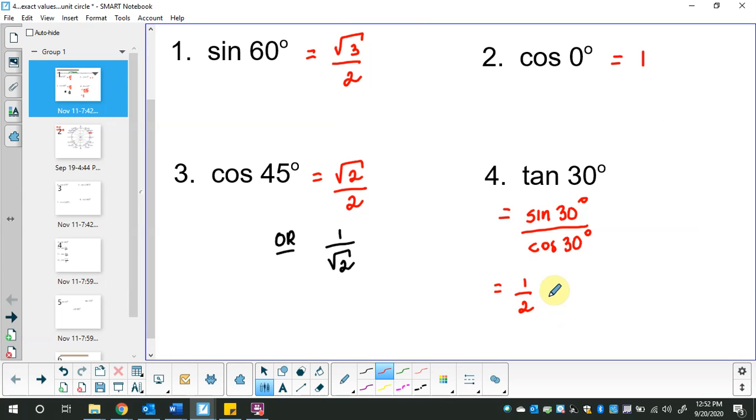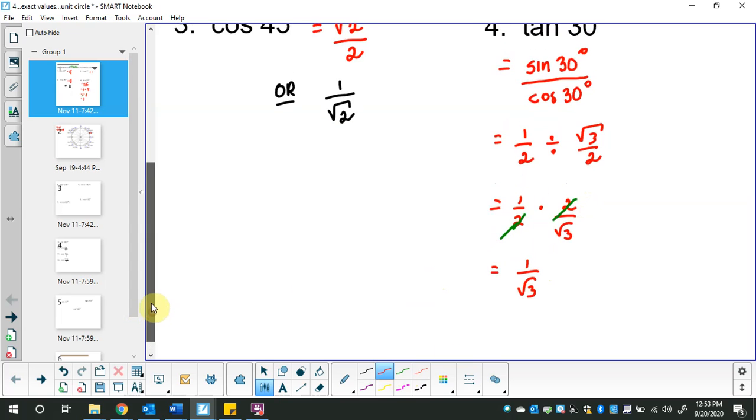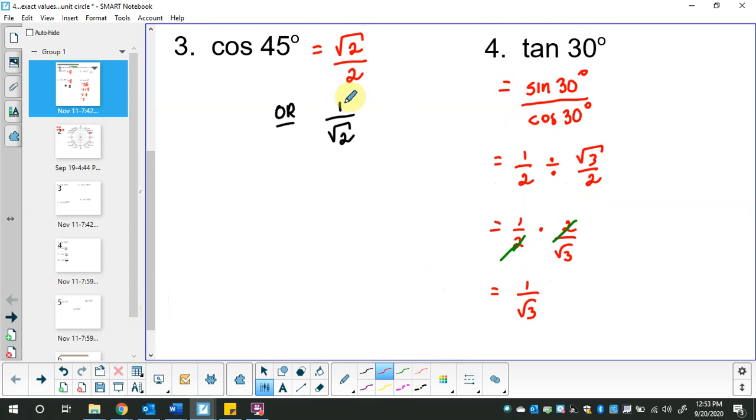Now I could do a 4-level fraction, or I could do 1/2 divided by root 3 over 2, which I prefer. Then I can follow the steps of dividing fractions, which is 1 over 2 times 2 over root 3. This 2 is on the denominator, this 2 is on the numerator, so I get an overall answer of 1 over root 3. And very similar to 1 over root 2, there is a second answer.